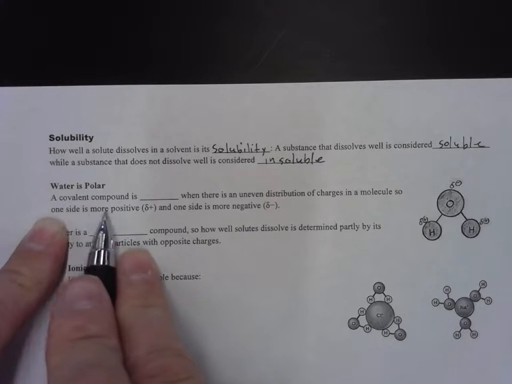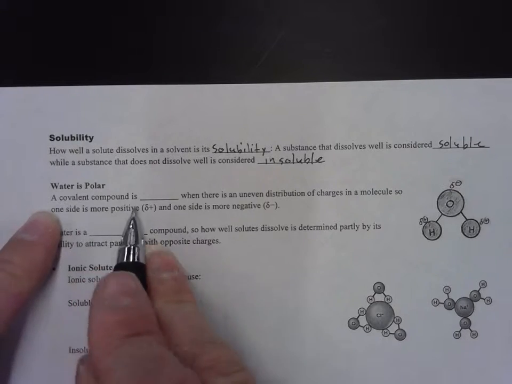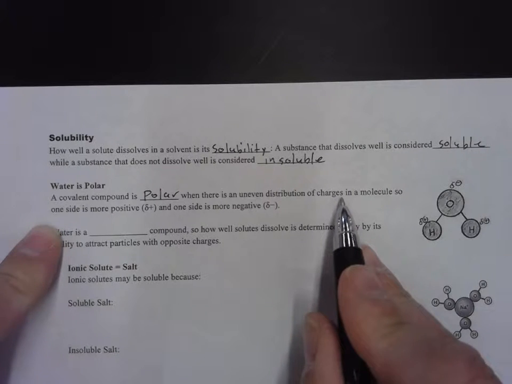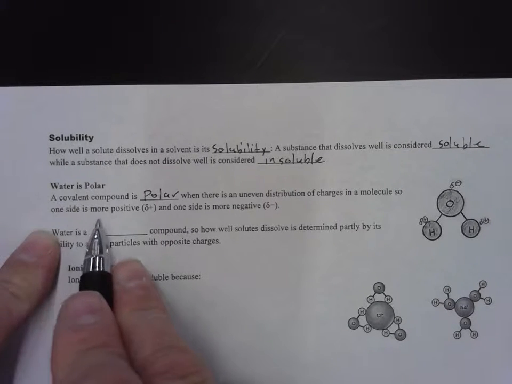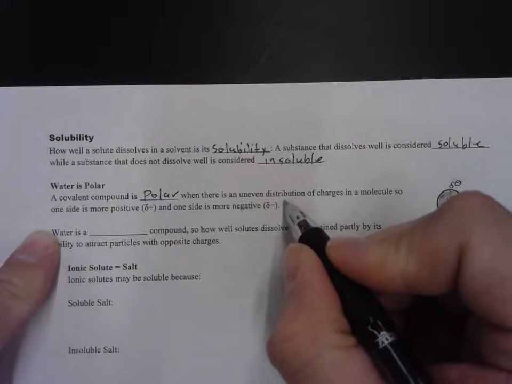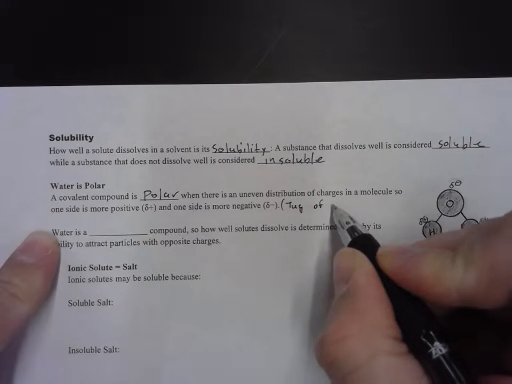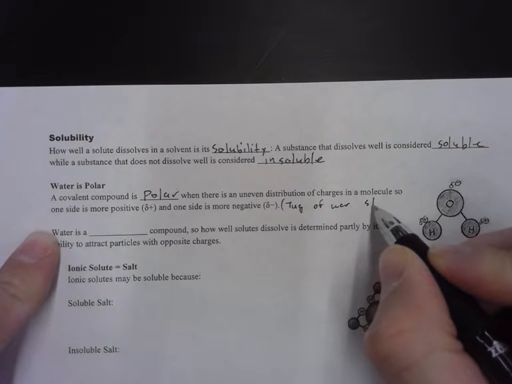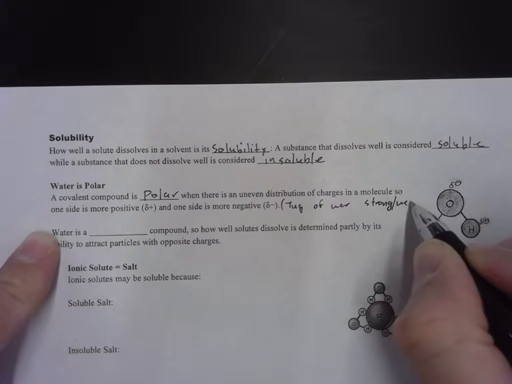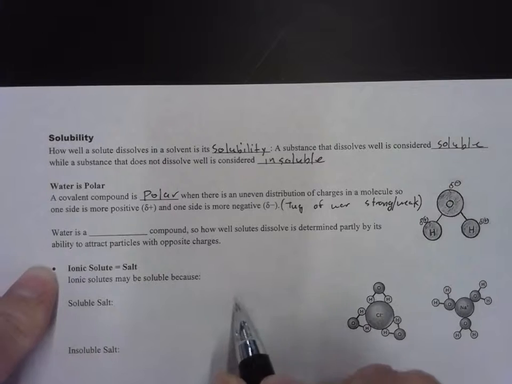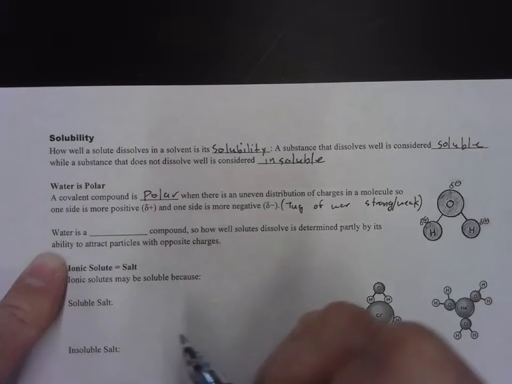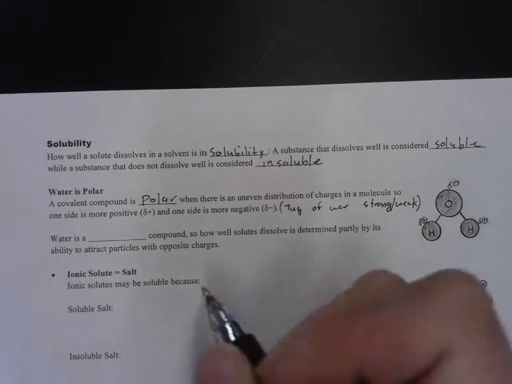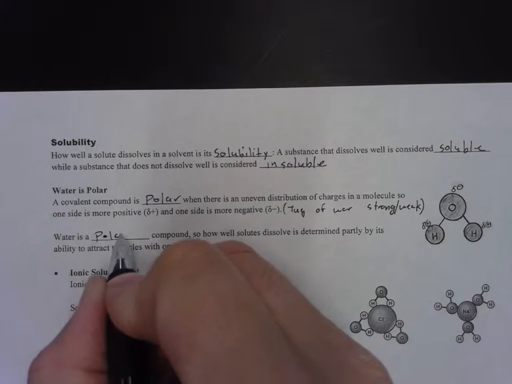Water is a covalent compound, and it's polar. A covalent compound is polar when there is an uneven distribution of charges in a molecule, so one side is more positive and one side is more negative. This was tug of war, strong, weak. That's what we're talking about here. Water is a polar compound.